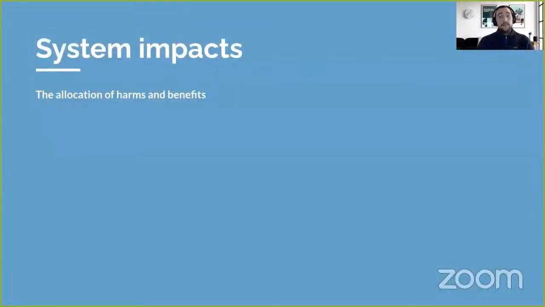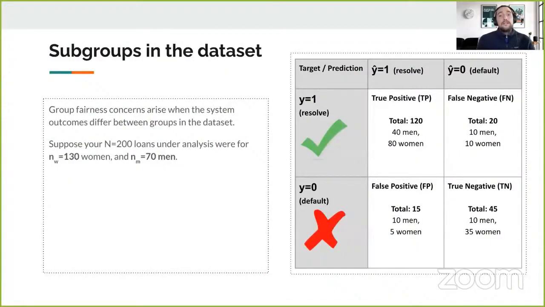So with those basics covered, let's talk about the system's impacts, specifically the allocation of harms and benefits. Let's start by considering subgroups in the data set. Group fairness concerns arise when the system outcomes differ between groups in the data set. I'll illustrate with an example using binary gender.